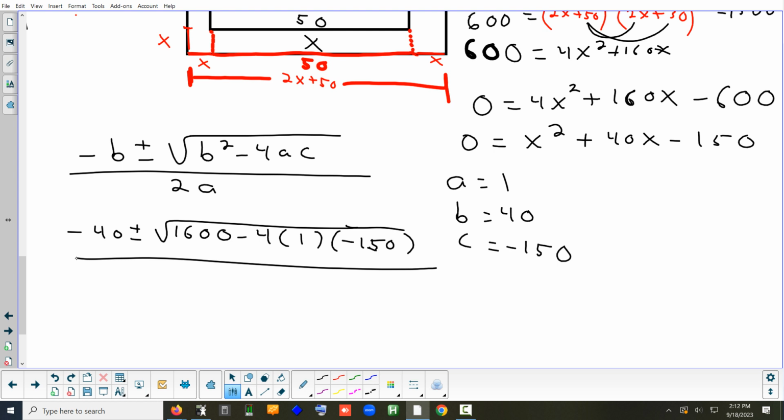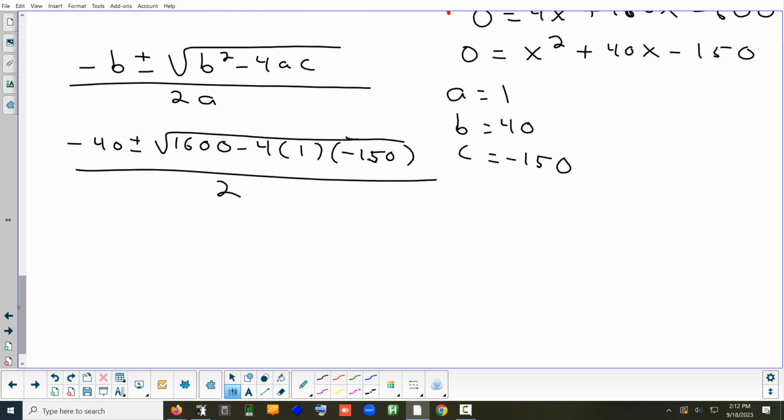All divided by 2a. In this case, 2 times 1. Now, one thing we can do here, we're going to be subtracting a negative number, because I know when I multiply all this together, it's negative. When you subtract a negative, what happens? Yeah, it equals a positive. So if we want, we might as well just make these positive right now.